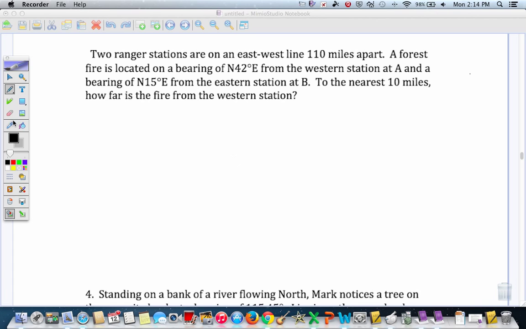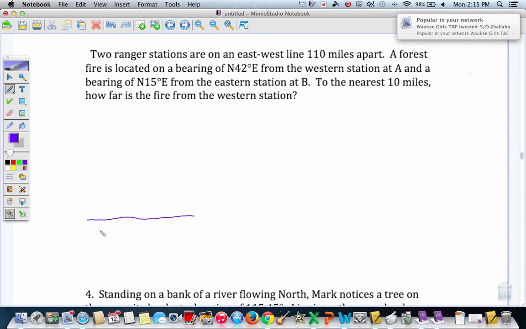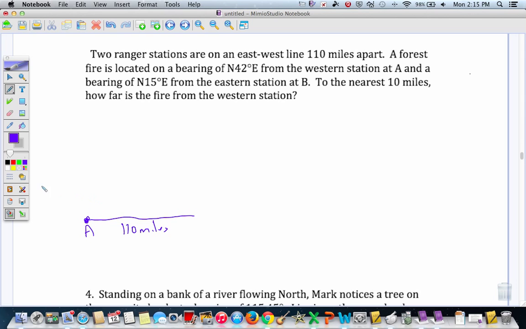So we'll start out here by trying to sketch our diagram. Our first statement: two ranger stations are on an east-west line 110 miles apart. Let's try that again, and go a little bit straighter across here for an east-west line. So our two ranger stations are 110 miles apart on an east-west line. Our next statement says a forest fire is located on a bearing of north 42 degrees east from the western station at A. So our western station is A, and we're going to go north 42 degrees to the east, and over this direction is where our forest fire is going to be located.